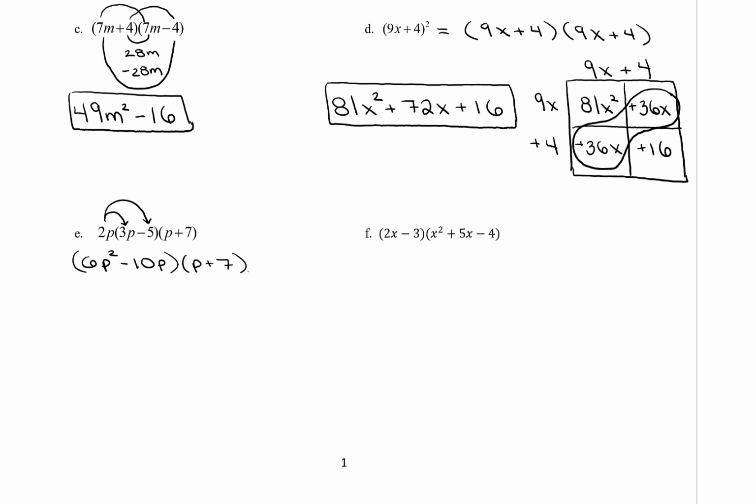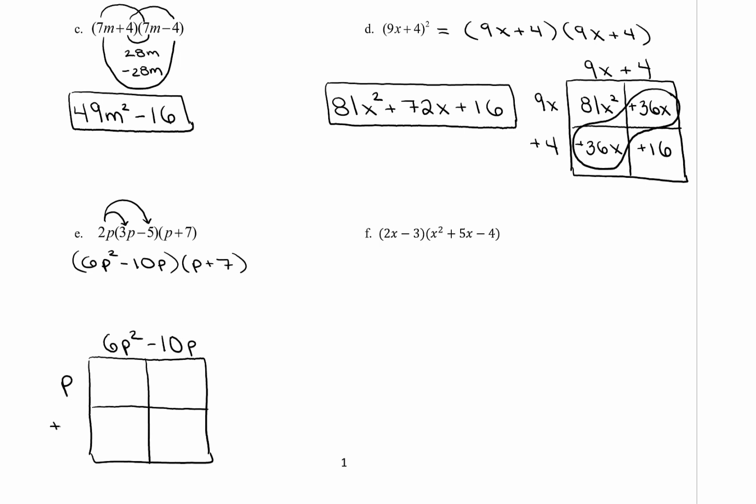I'm going to go ahead and use the box method. So I'm going to draw a 2 by 2 box. And I'm going to write the 6p squared minus 10p across the top of my box. And then the p plus 7 is going to be written down the left-hand side of my box. P times 6p squared is 6p cubed.